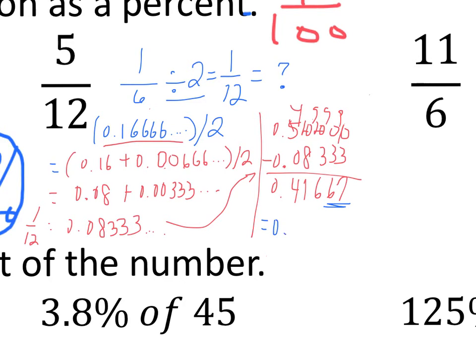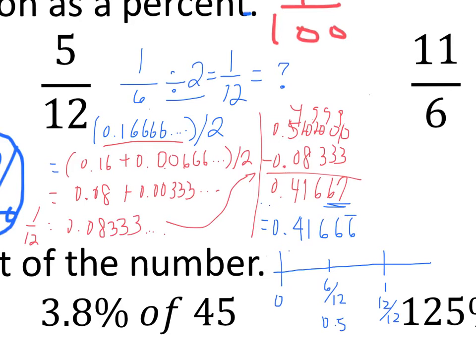So 0.41666 repeating. The reason why we would take 0.083 repeating and subtract it from 0.5 is because if we use a number line, okay, let this be 0, let this be 1, so 1 could be 12 over 12, and here this would be your midpoint, 6 over 12, which is also equal to 0.5, and then 5 over 12 will be here.